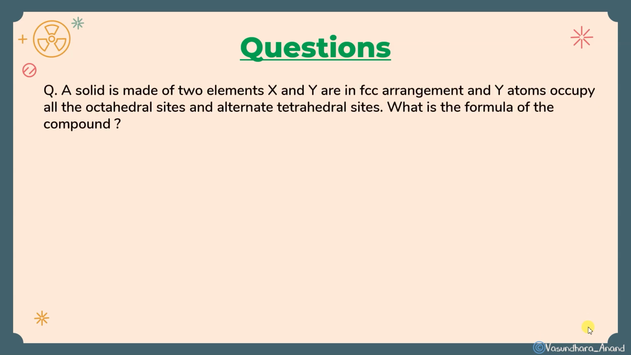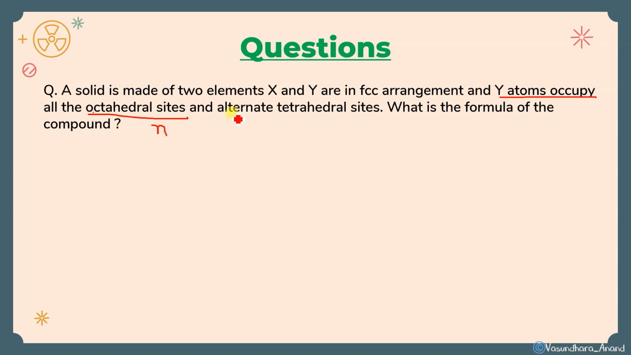Okay. So now we will solve some questions based on these voids. Here's the first question: a solid is made up of 2 elements X and Y, and X atoms are in the FCC arrangement. That means the number of atoms is equal to n, or you can say 4. And Y atoms occupy all the octahedral sites. I have already explained where the octahedral sites are: at the edge centers and one in the body center. And what is the value of octahedral sites? It is n. Got it?